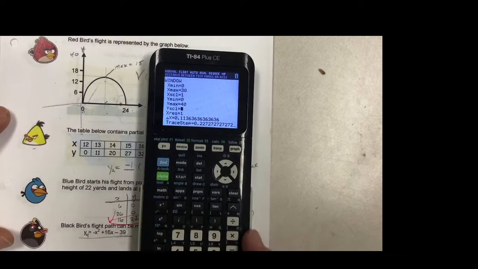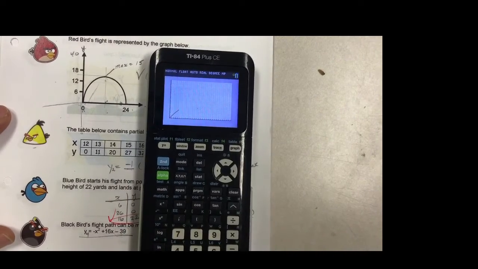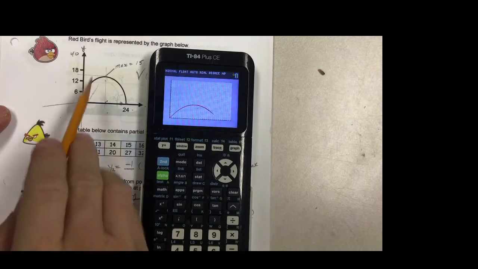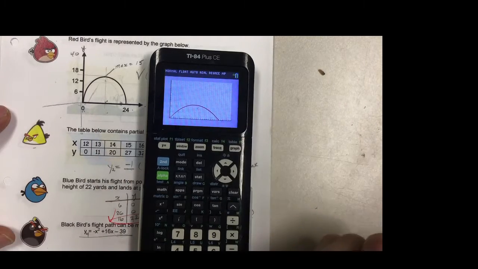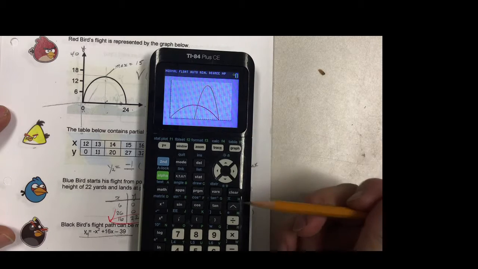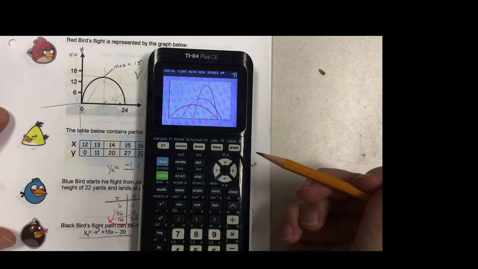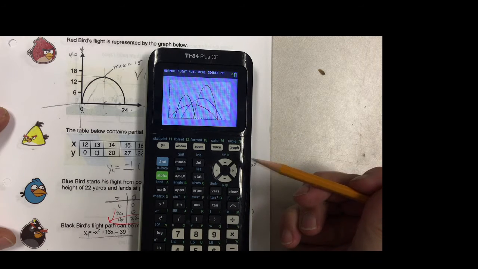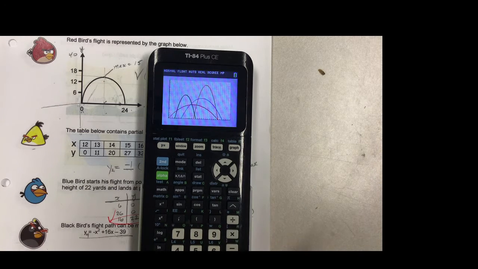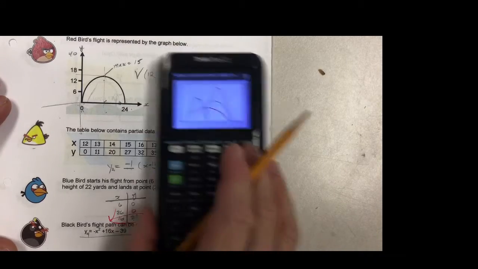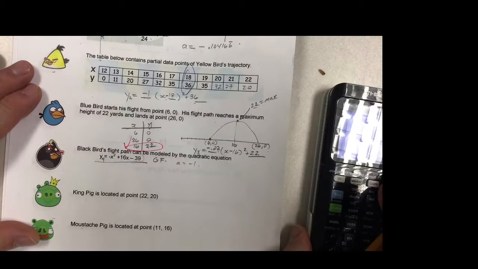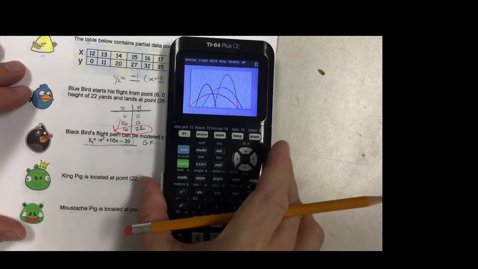We've got them all into y equals, so I'm going to hit graph. And this is what it looks like. There's Redbird, he's flying around. That's what this one looks like. Boom. There's the maximum. And then there's Yellowbird, boom. And there's Bluebird, boom. And finally Blackbird. We got all 4 on the screen. They look beautiful. And we just have to figure out where and who. Where is Mustache Pig and where's King Pig? And who gets knocked by these guys?